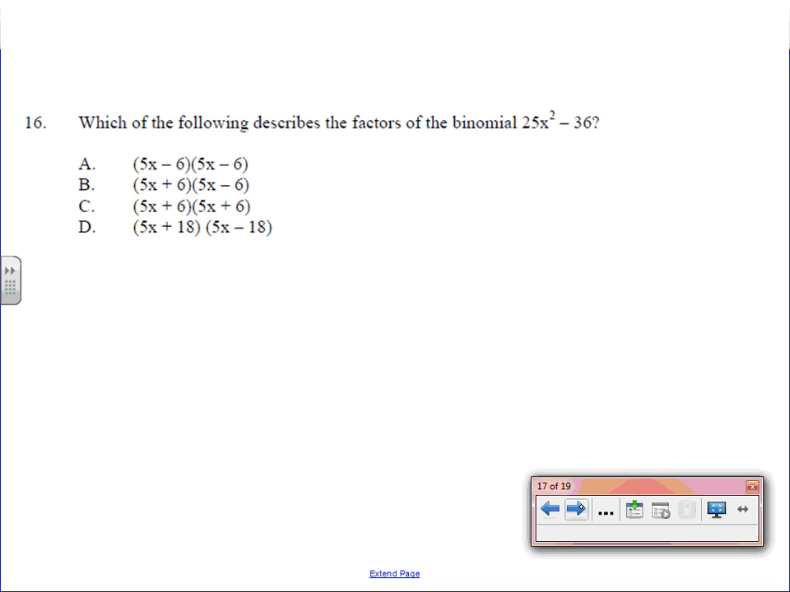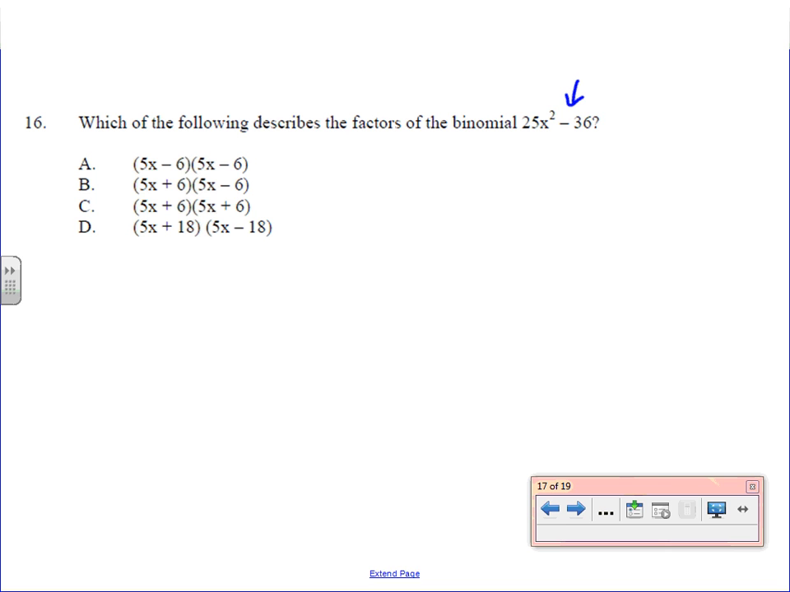(16) Which of the following describes the factors of the binomial 25x squared minus 36? First of all, notice there is no GCF on that. What we're going to do is the difference of two squares. Difference because it's subtraction. Squares because I can take the square root of both terms.